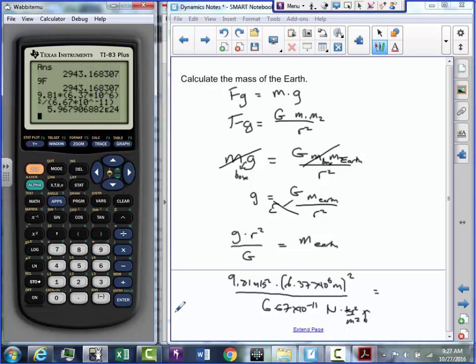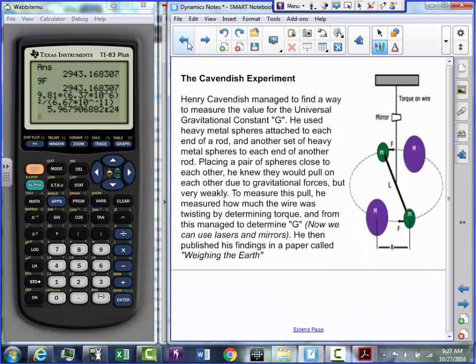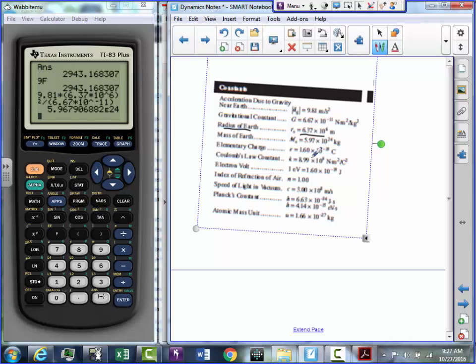And hopefully you get more or less what I have here: 5.9679 times 10 to the 24. You guys get that as well? How does that compare to the accepted mass of the Earth? That's pretty close. 5.97 times 10 to the 24.